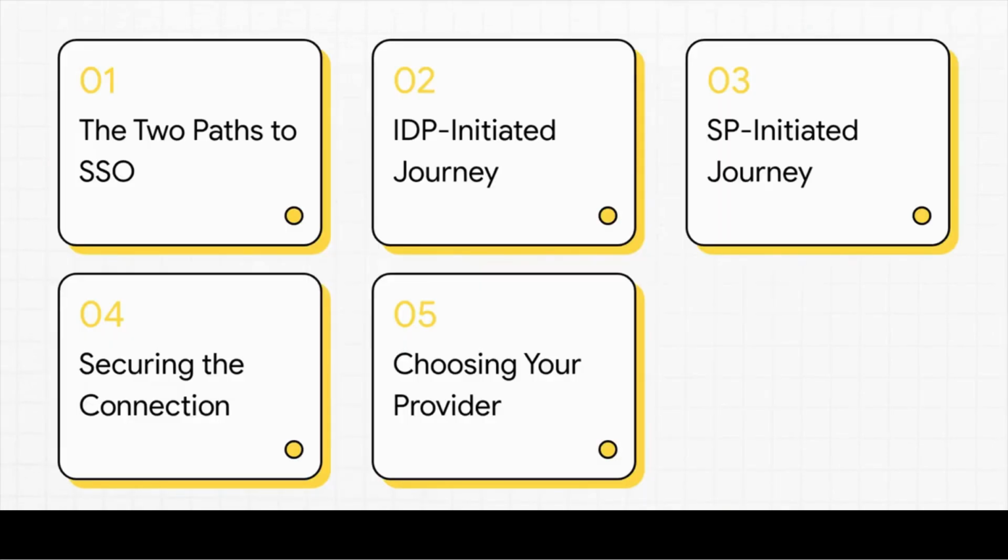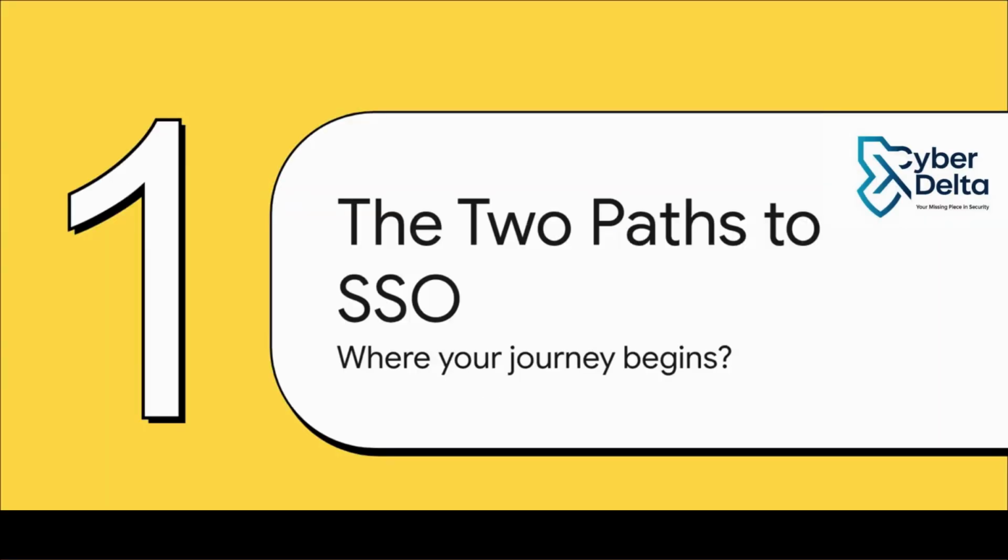So here's what we've got on tap for this explainer. We're going to look at the two main ways to do SSO, walk through what each of those journeys looks like, tackle a really key security concern, and then we'll wrap up by talking about what really matters when you're choosing an SSO provider. Okay, so when we talk about SSO, there are really two distinct ways it can happen. And the difference between them, it all boils down to one very simple question. Where does your login journey actually begin?